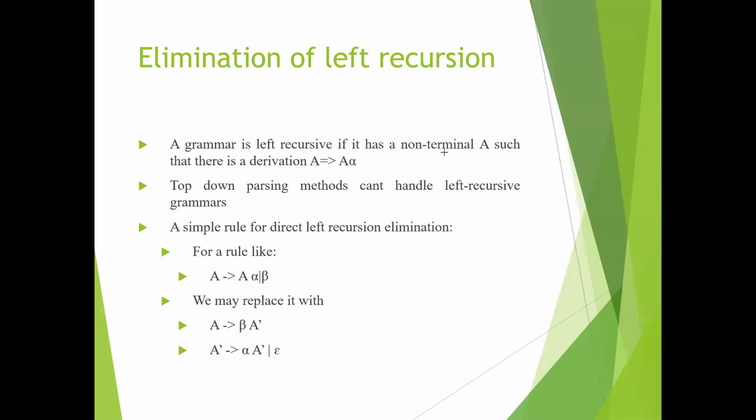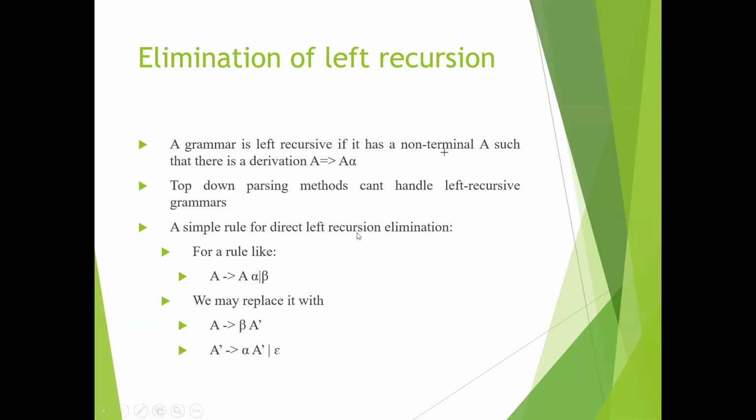So here, if the production is written in the form of A which produces A alpha, that is, the left hand side of the production is the same as the right hand side of the production, then we can say that a left recursion occurs and we have to eliminate that particular left recursion. The top-down parsing methods can't handle such left recursive grammars. So how can we eliminate the left recursion from a particular grammar?